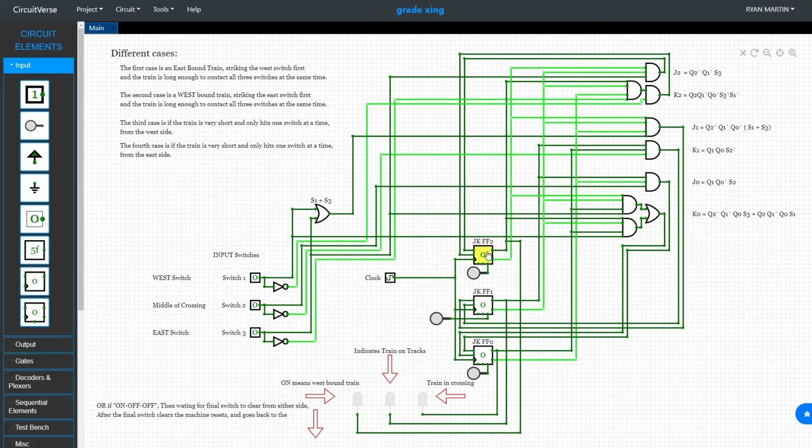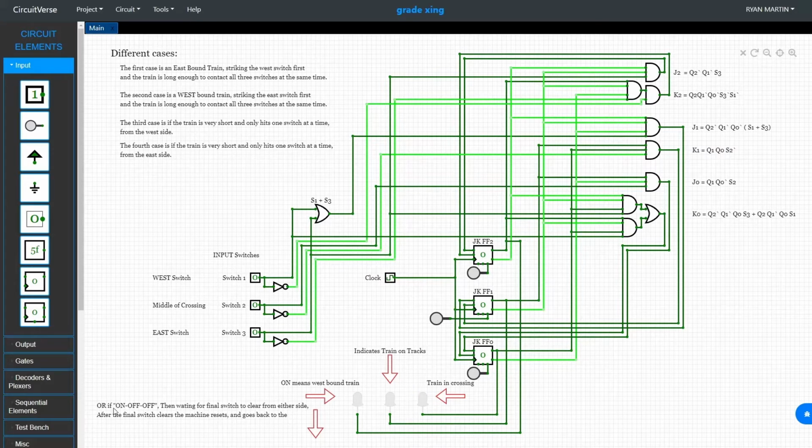So the output of Q2 for the JK flip-flop is our signifier if the train is westbound or not. If it's on, it means it's westbound. If it's off, it's eastbound. Our JK flip-flop Q2 indicates there's a train on the tracks. Our JK flip-flop Q0, when that's on, it means there's a train in the crossing.